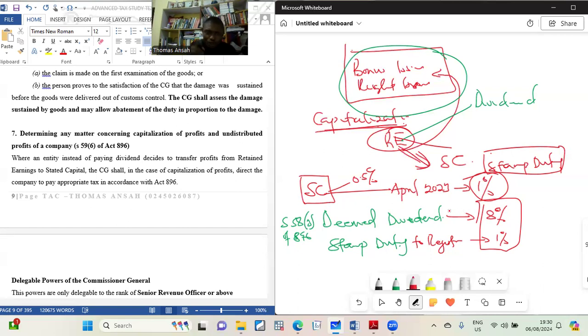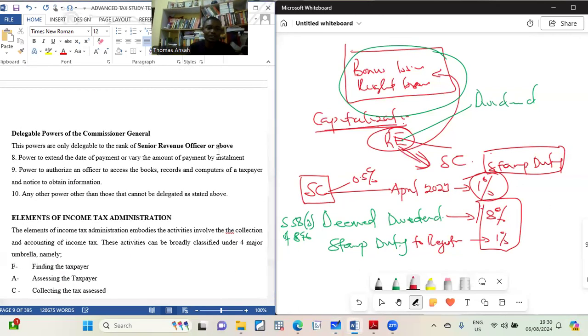All right, so it is always examinable. It's always examinable, so be careful of this. All right, so that is that. Now, let's look at those ones you can delegate to the senior revenue officers. Then we will look at the element of tax administration. All right. So that is that.